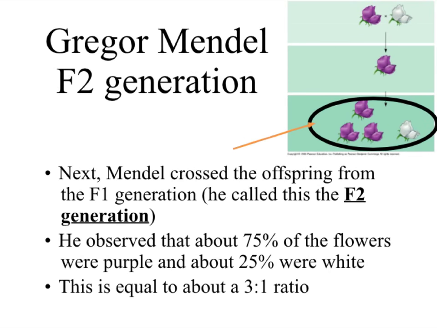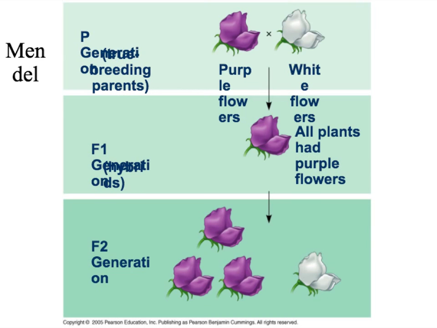Next, he crossed those F1 generations, and he called it the F2 generation. When he did this, he was surprised initially, and what he saw was that about 3 out of 4 flowers were going to be purple, and then the other plant would have white flowers in it. So that was about a 3-to-1 ratio, and this caught him by surprise, and it started to make him think a little bit more, which is always good in science.